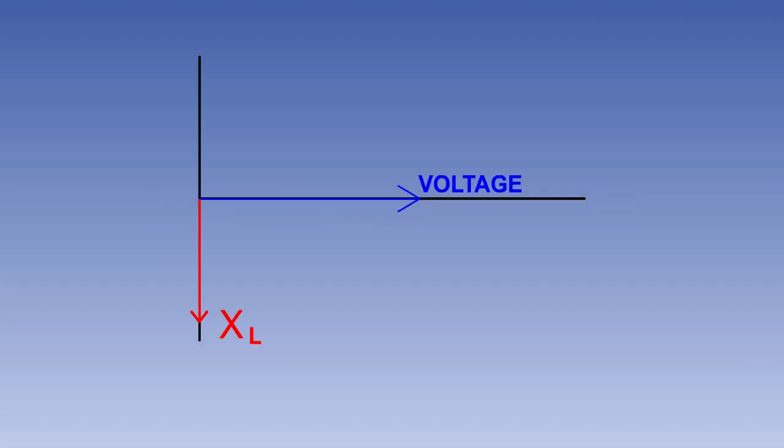Inductive reactance can be thought of as having the opposite effect to capacitive reactance, as one effect causes the current to lag the voltage by 90 degrees, and the other the current to lead the voltage by 90 degrees. So their effects on current flow are 180 degrees apart. Total reactance can be found by subtracting the smaller from the larger.